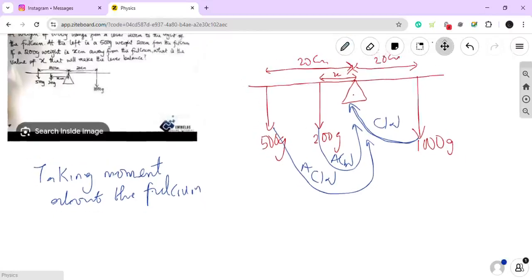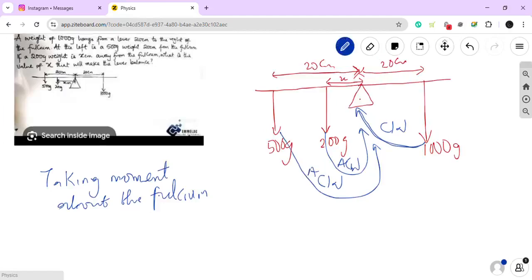So from here, I already told you what to use: clockwise moments equals anti-clockwise moments. Normally the basic formula should be force times distance, but this is not WAEC, so instead of using force times distance, you can just use mass times perpendicular distance straight away. So I can say 1000 times, what's the distance between the 1000 gram mass and the fulcrum? The distance is 20 centimeters. So that's times 20 equals, we are done with the first one.